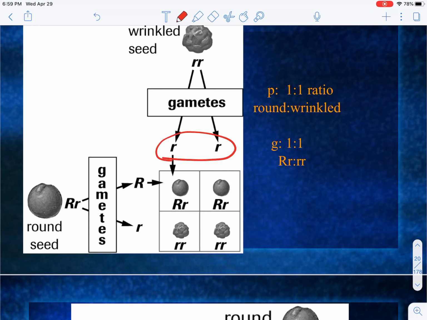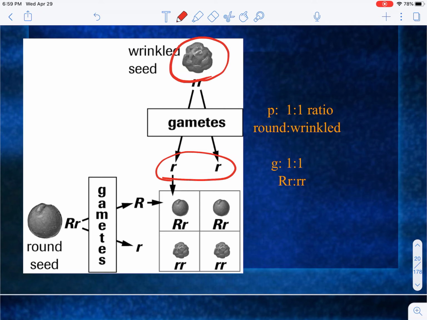This is looking at a plant that has homozygous recessive, two little r's. So that individual plant, their parent gave them both recessive genes, so it was a wrinkled plant. If it was the male plant, let's say, all gametes, all sperm were carrying the wrinkled gene for that trait, because that's what their gene combination is.